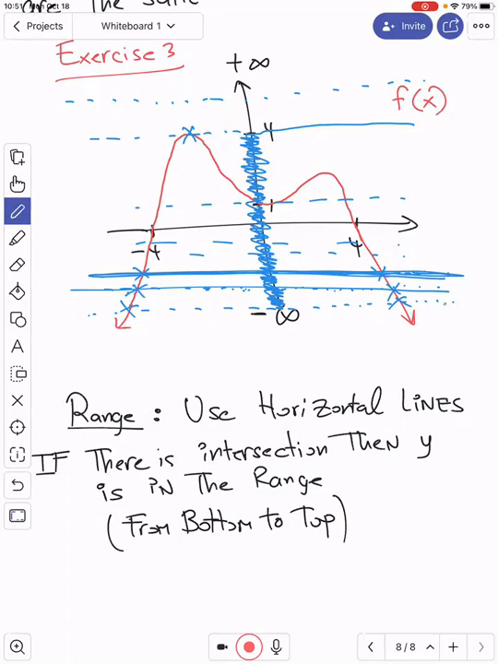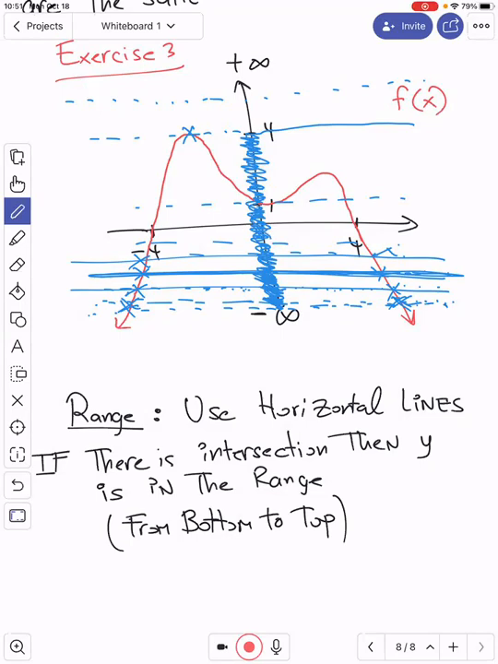So you see, you do have intersection here at the bottom. When you are close to negative infinity, if you take any horizontal line, it's going to have intersection. As I said, you start from the bottom, and when you're close to negative infinity, you do have intersection. So that's why we have to start at negative infinity.